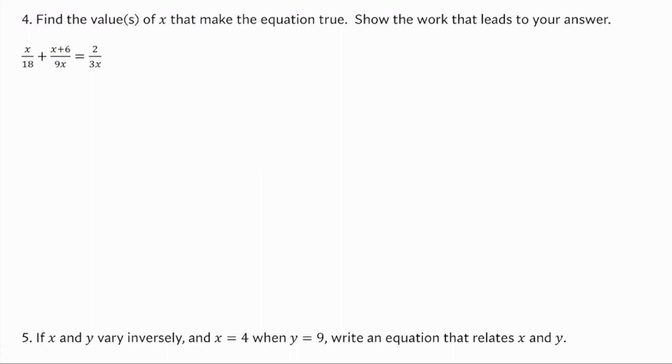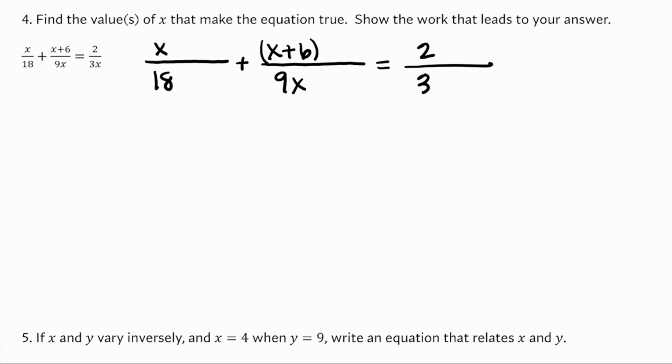All right, number 4 is another equation solving situation, but this is one where I'm going to get a common denominator to all 3 of these fractions and then just multiply both sides of the equation by that common denominator to just clear it all out. So I'm thinking I'm going to go for a common denominator of 18x. Okay, so x over 18 plus x plus 6 over 9x is equal to 2 over 3x.